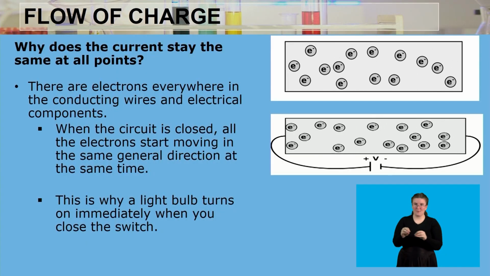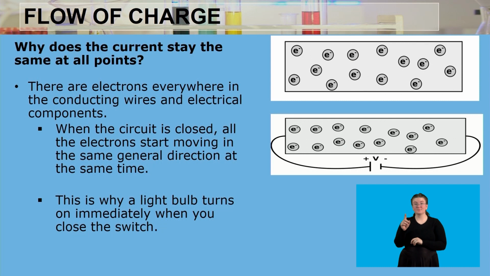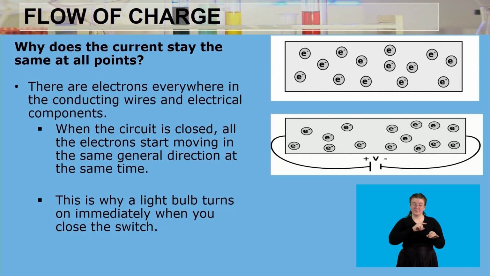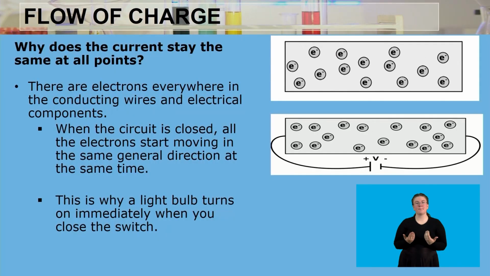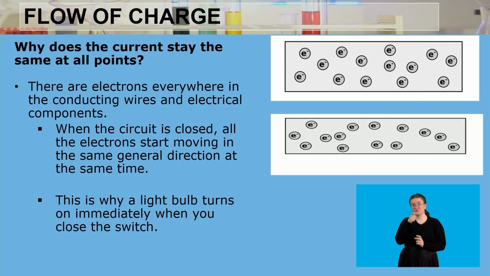So again, the reason why the current stays the same at all points is that there are electrons everywhere in the conducting wires and electrical components. So it doesn't mean that when we start adding a cell or an energy source or a battery into the circuit, the electrons will start moving from the battery. The electrons are always there in all the conducting wires and all the electrical components. So once we start supplying that circuit with an energy source, the electrons will start to move in one direction. However, the electrical charge is still going to remain the same at every point because it is there.